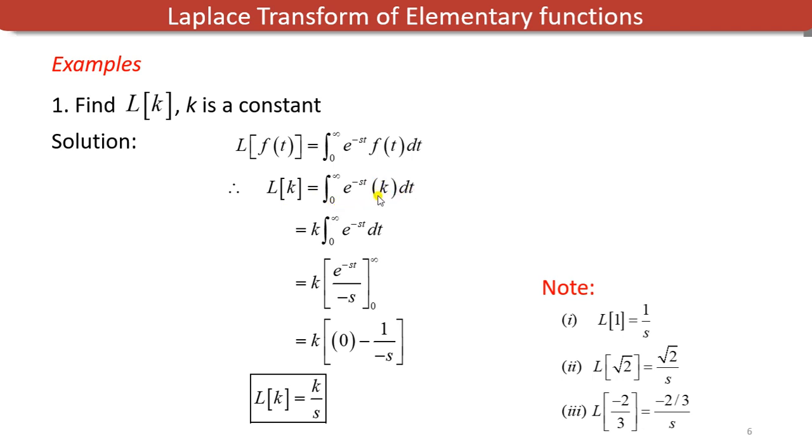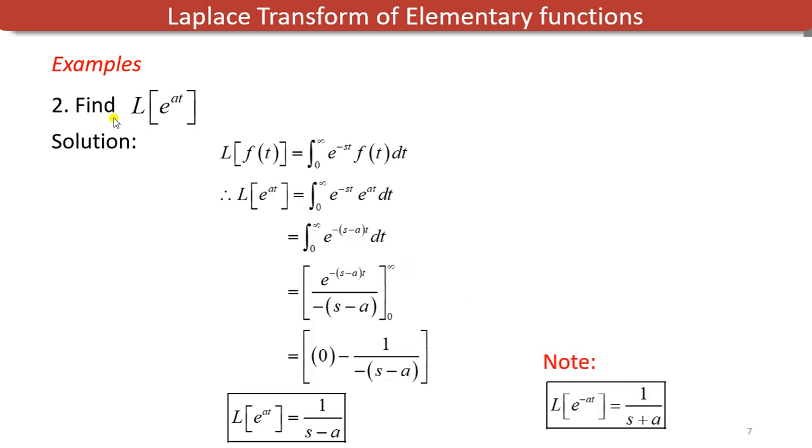K is a constant, so we can take it outside. So we can get k into integral 0 to infinity e power minus st dt. We integrate this, we can get e power minus st by minus s, integral over 0 to infinity. Apply the upper limit and minus lower limit, we can get L of k is equal to k by s. Similarly, we can find L of 1 is 1 by s, L of root 2 is root 2 by s, and also L of minus 2 by 3 is minus 2 by 3s.